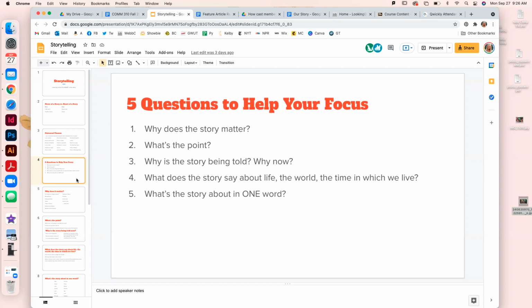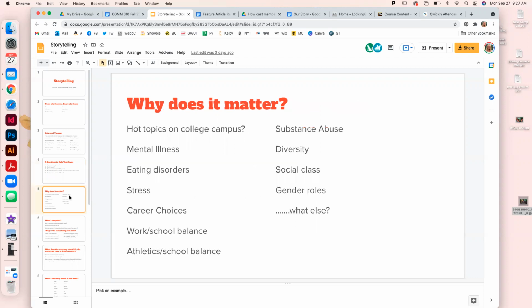What does the story say about life, the world, and the time in which we live? And then what is the story about in one word? Can you think of it? Can you think about that story in one word? So some of these why does it matter type things on a college campus, research says that these are some of the most talked about topics for college age students.